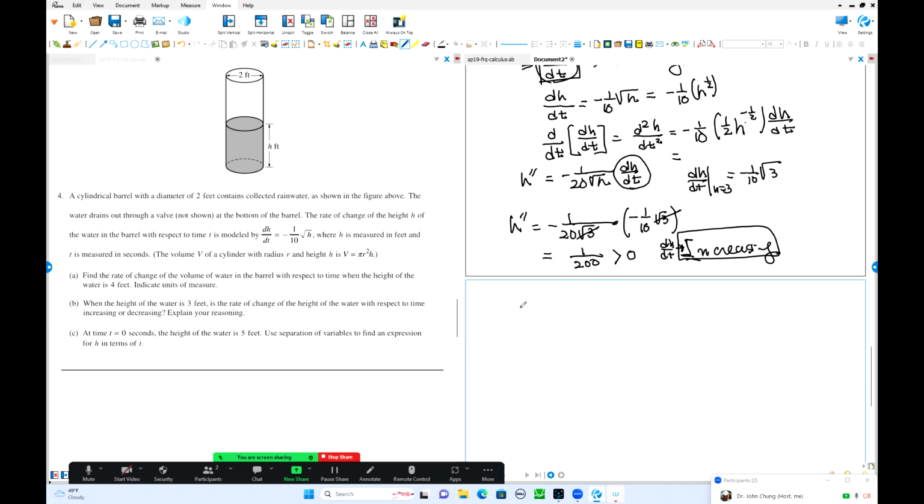Or for example, if you want to check whether the second derivative is increasing or decreasing, we check the third derivative. If the third derivative is positive, the second derivative is increasing. If the third derivative of h is negative, the second derivative is decreasing. Is that okay?